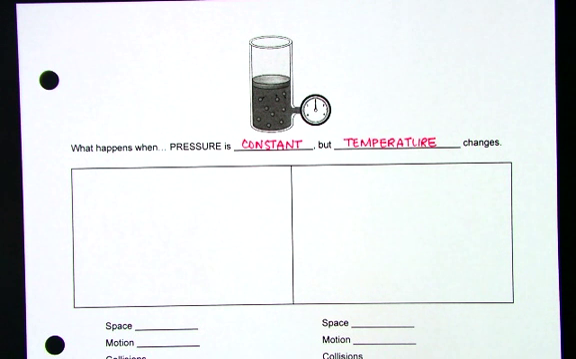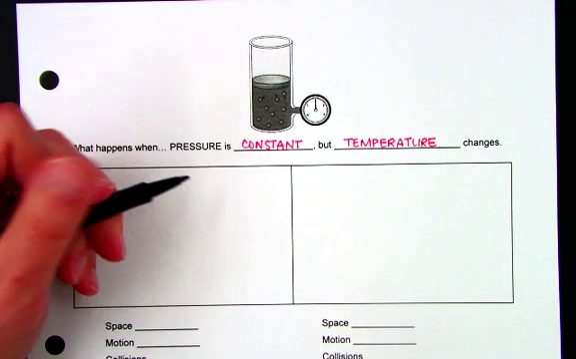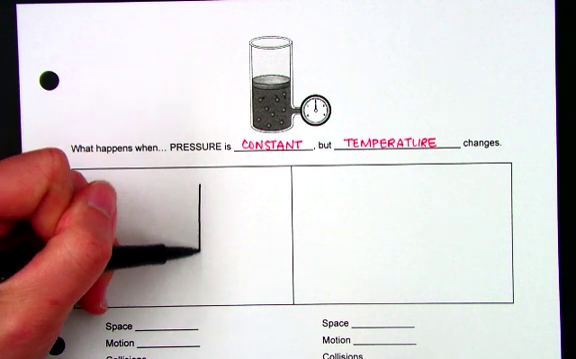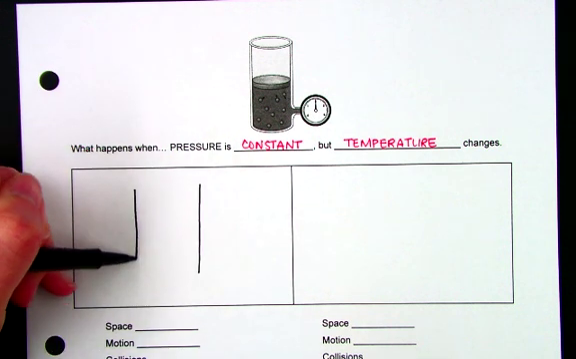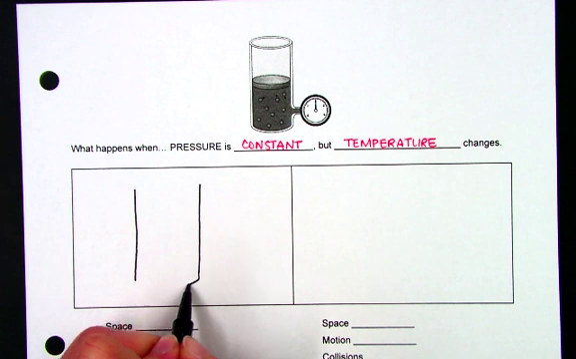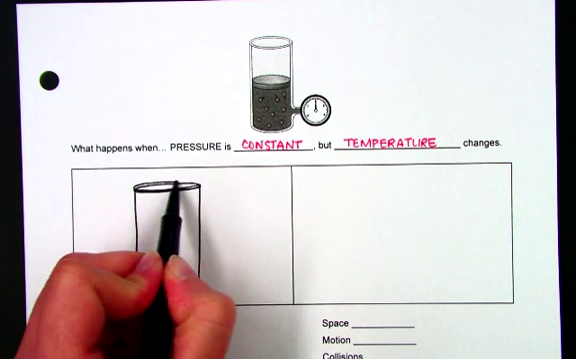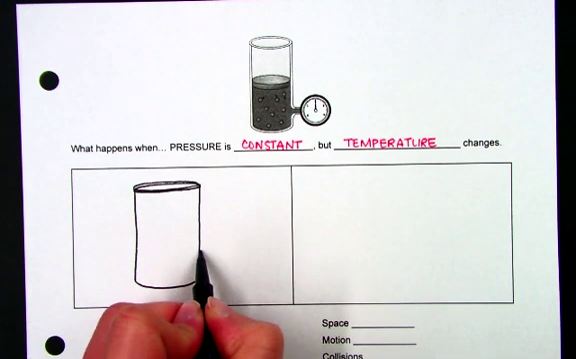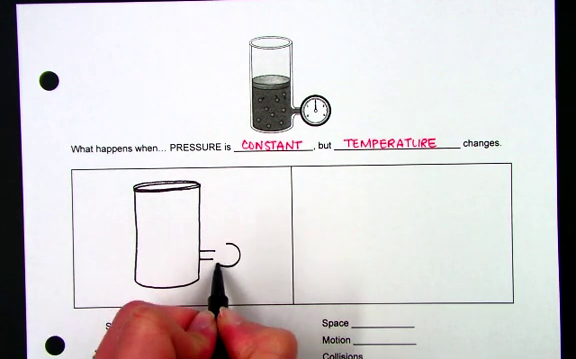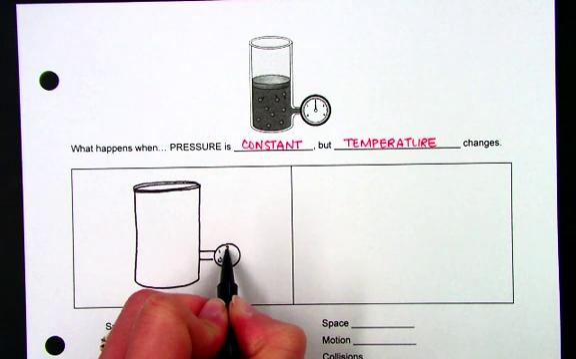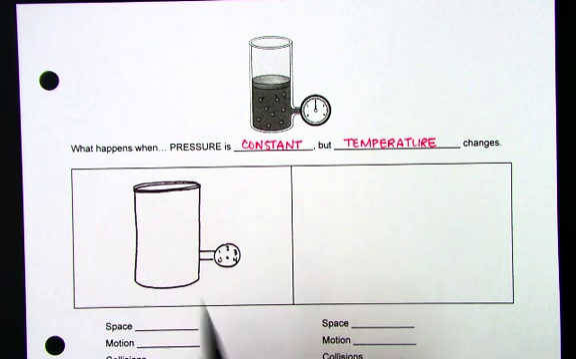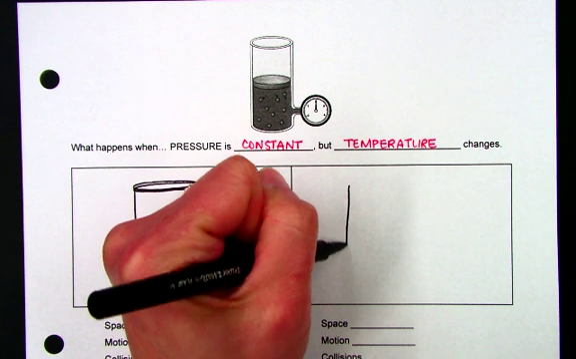I need to, again, redraw my containers. So if you can do that on yours, I will do that on mine. Remember, try and make them about the same size, just so we have the same idea, right, that the container itself is not really changing. Here's my little pressure spigot. 0, 1, 2, 3, 4. Right? And then my other one.